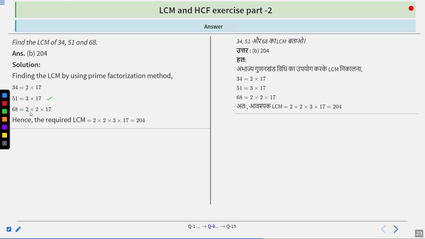We have to remember that these factors should be prime because we are finding the LCM by using prime factorization. So we have to find the factors, but we should remember that the numbers should be prime.